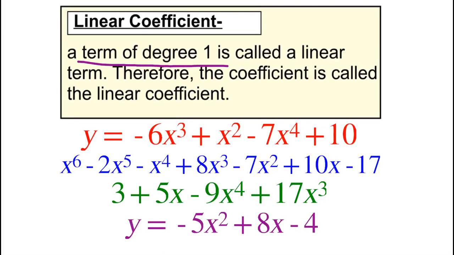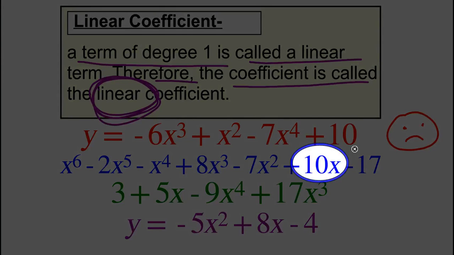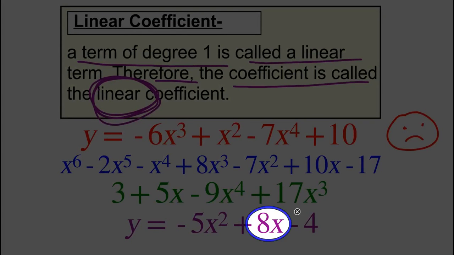A term of degree 1 is called linear. Therefore, the coefficient is called the linear coefficient. This top polynomial is also sad. It doesn't have a linear coefficient. It's 0. This one has a linear coefficient of 10. This one has a linear coefficient of 5. And the linear coefficient here is positive 8.